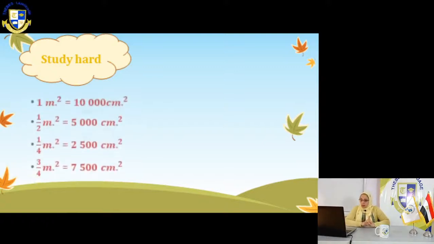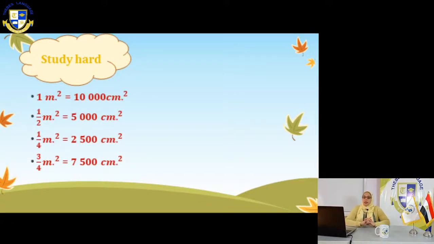1 squared meter equals 10,000 squared centimeter. And half a squared meter equals 5,000 squared centimeter. A quarter squared meter equals 2,500 squared centimeter. 3/4 squared meter equals 7,500 squared centimeter.